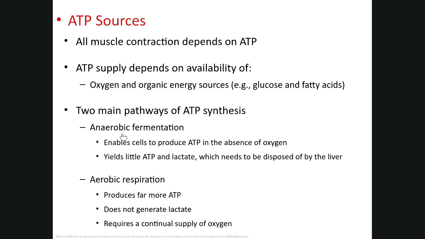Anaerobic fermentation will produce ATP, but to a minimal amount. It yields little ATP and will produce lactate, which needs to be taken care of by the liver. That's without air, anaerobic. If we have oxygen available, then it will produce a lot more ATP, from about 2 to about 32, and you don't produce lactate. This will have to have a continuous supply of oxygen in order for it to happen.